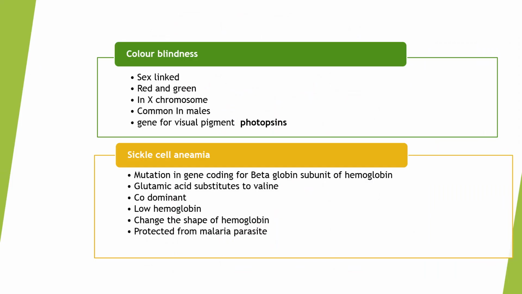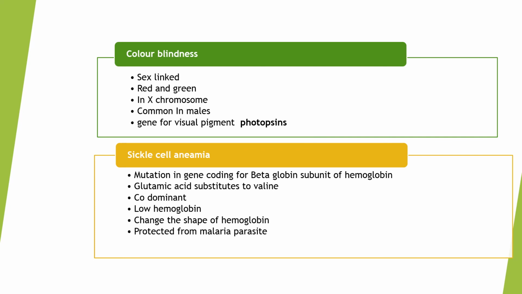So there are two examples. We can talk about two examples in gene mutation. First one is color blindness, that we call red-green color blindness. In this situation, they can't differentiate red and green color. So it's a sex-linked mutation.